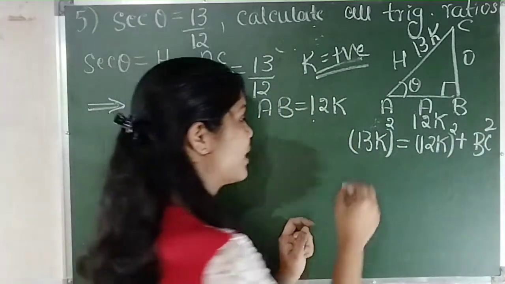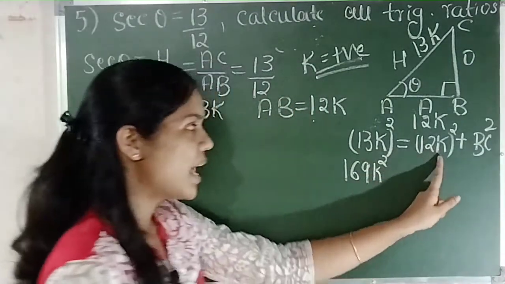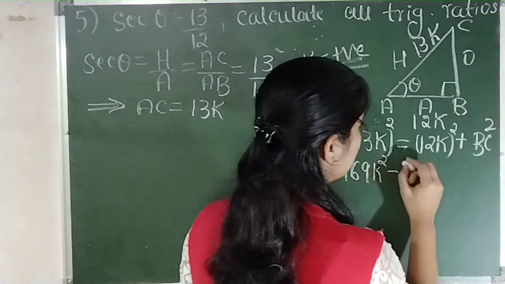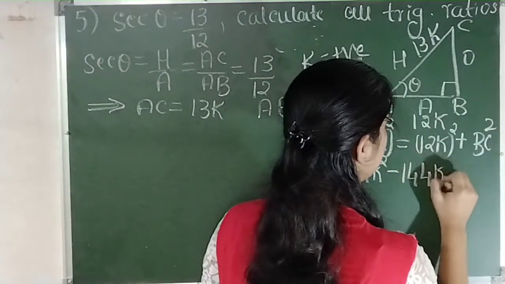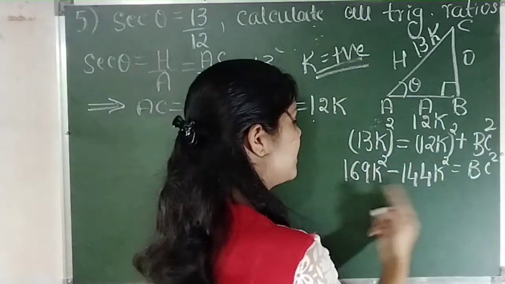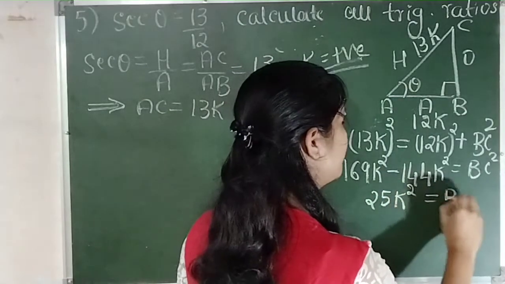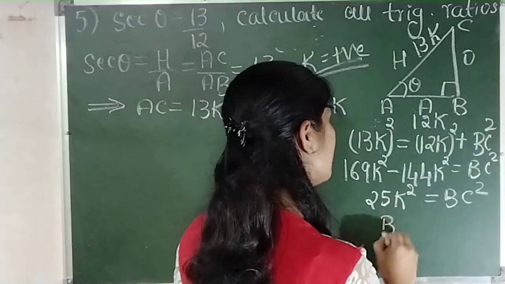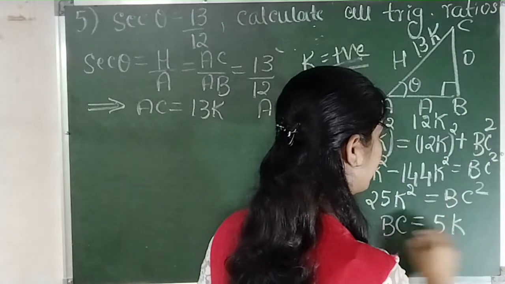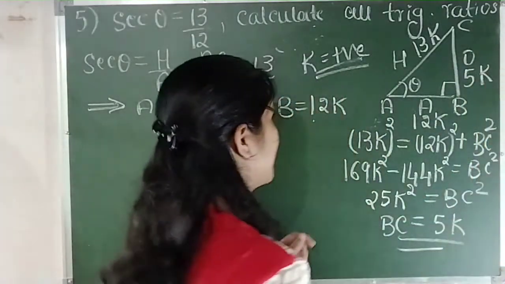13K square is 169K square. 12K square is 144K square. Bring it to the other side, it becomes minus 144K square, that is equal to BC square. So this is nothing but 25K square is equal to BC square. BC is equal to square root of 25K square, that is 5K. So we got the value of BC, that is 5K.